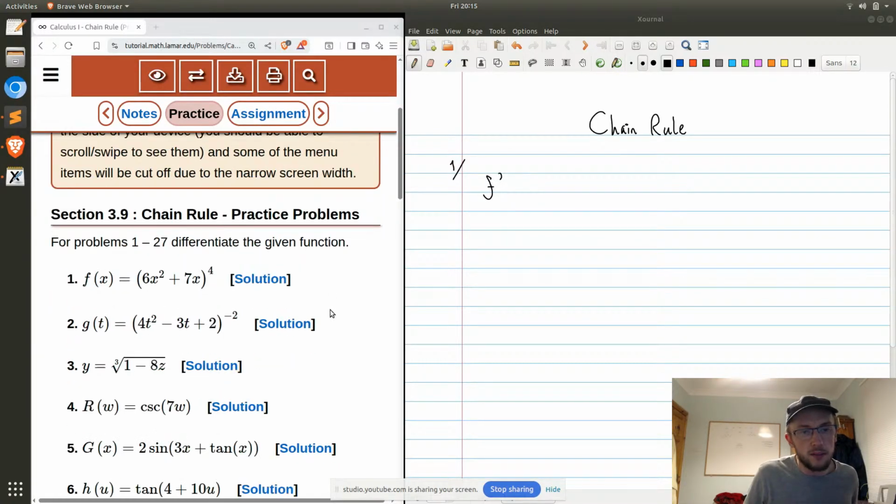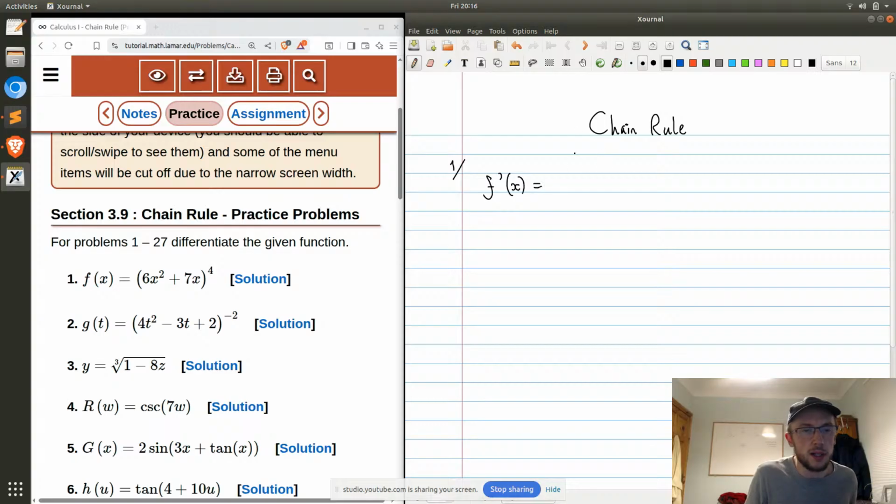Yes, I want to do every single one of these and to read the functions aloud. And the reason why I'm reading the functions aloud is because it gets my ears used to the sound of mathematics. I'm already well used to the sight of mathematics, but I want to get used to the sound of it. So f of x is 6x squared plus 7x all to the power of 4, for f prime of x.